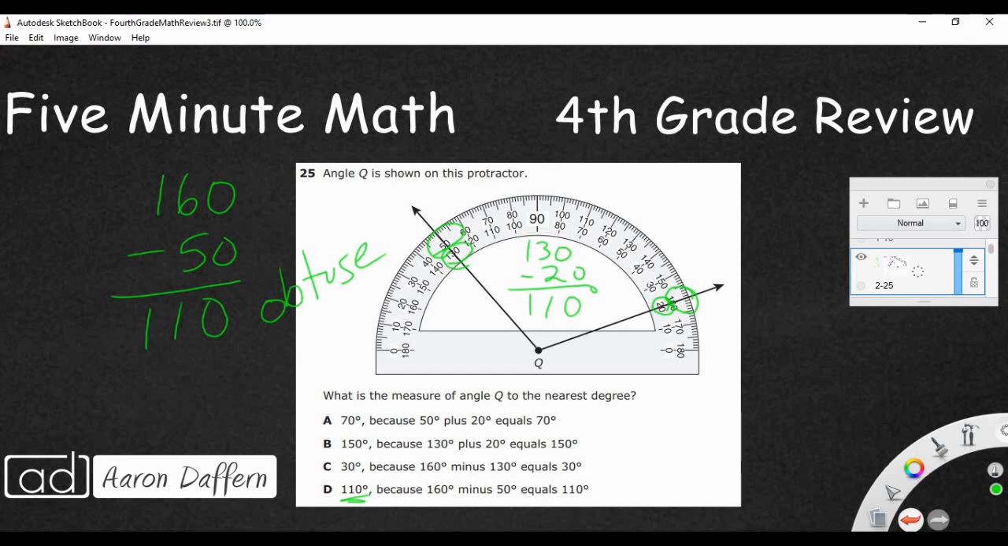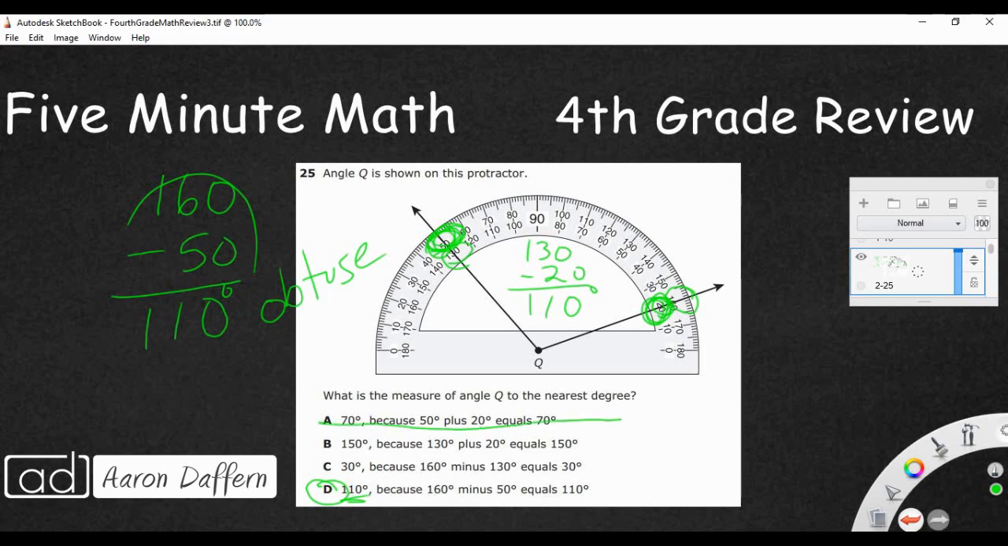Now let's see what they say here. 110, because 160 minus 50 equals 110. So it looks like they did the outside outside. So that's going to be our answer. Let's look at these other ones. 70, because 50 and 20. Look what they did. They added the outside plus the inside. So you never switch between outside and inside, and you're not adding them, you're subtracting them.